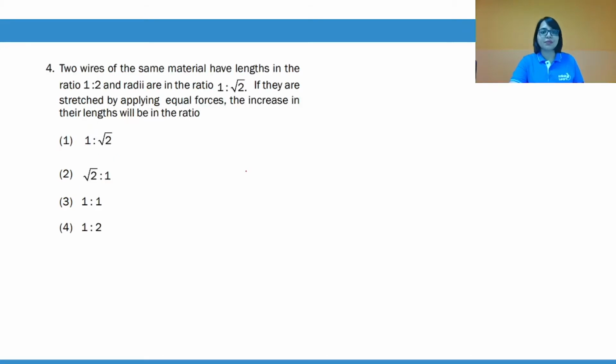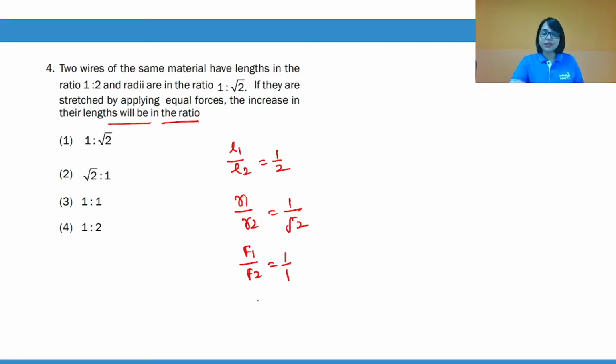Two wires of the same material have lengths in the ratio 1 is to 2, L1 upon L2 is 1 by 2, and radii R1 upon R2 in the ratio 1 upon root 2. If they are stretched by applying equal forces, that means F1 upon F2 is 1 upon 1, the increase in their lengths will be in the ratio? It is given that the wires are of the same material. That means Young's modulus are also equal for both of these wires, right?